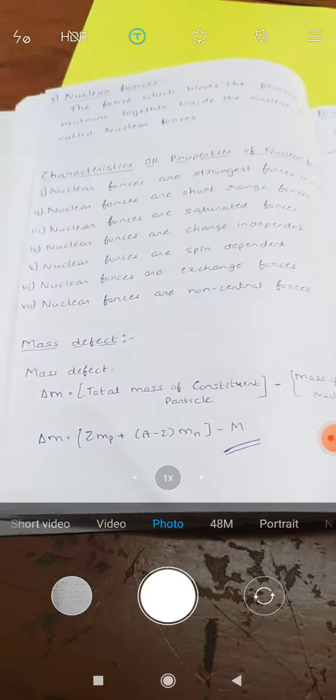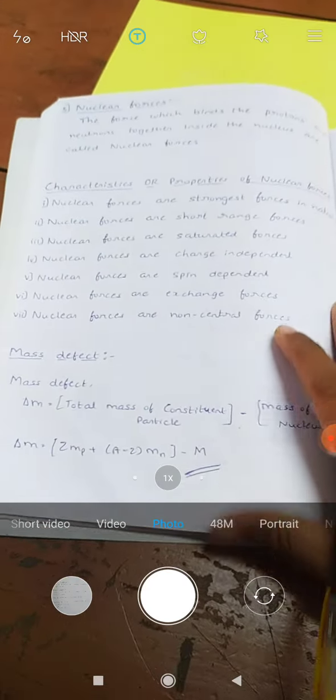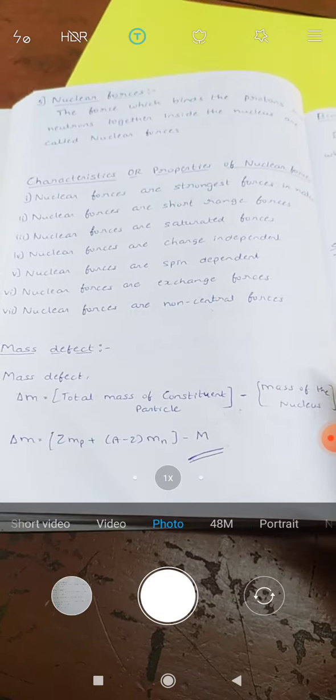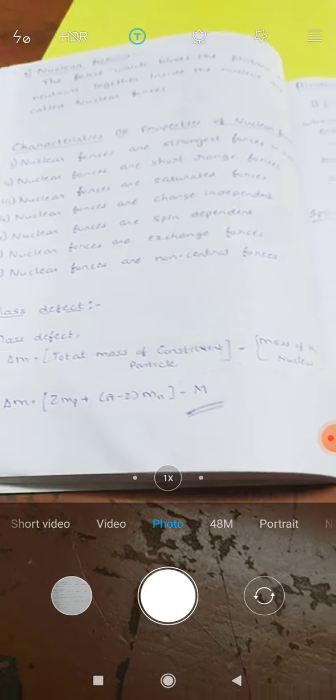The next concept is mass defect. So mass defect, what do you mean by mass defect? Mass defect means the total mass of the constituent particles minus the mass of the nucleus of an atom.